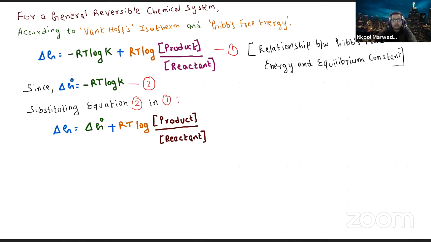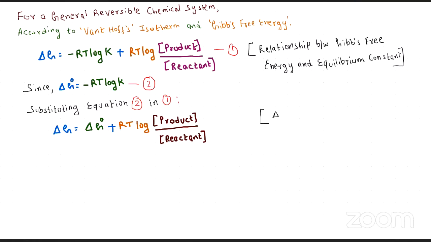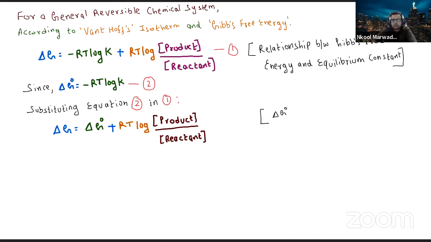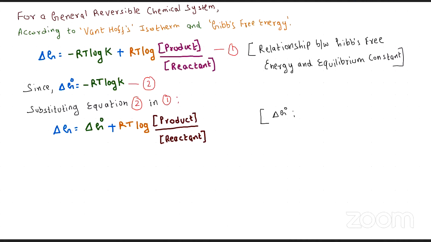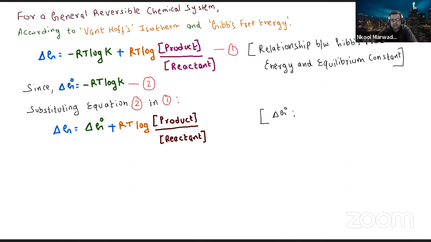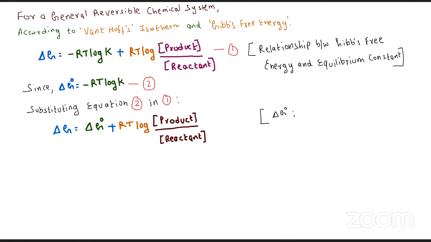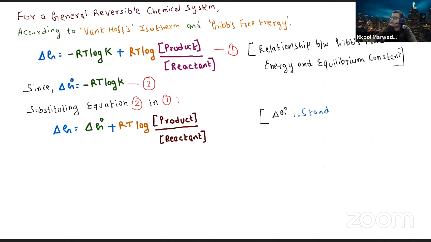And here is one very interesting thing which we should know: what exactly is this delta G naught? I know delta G is the Gibbs free energy, but what does the naught specify? So delta G naught is the standard free energy, or initial, like before anything happens. So we are calculating the free energy change in the standard conditions.